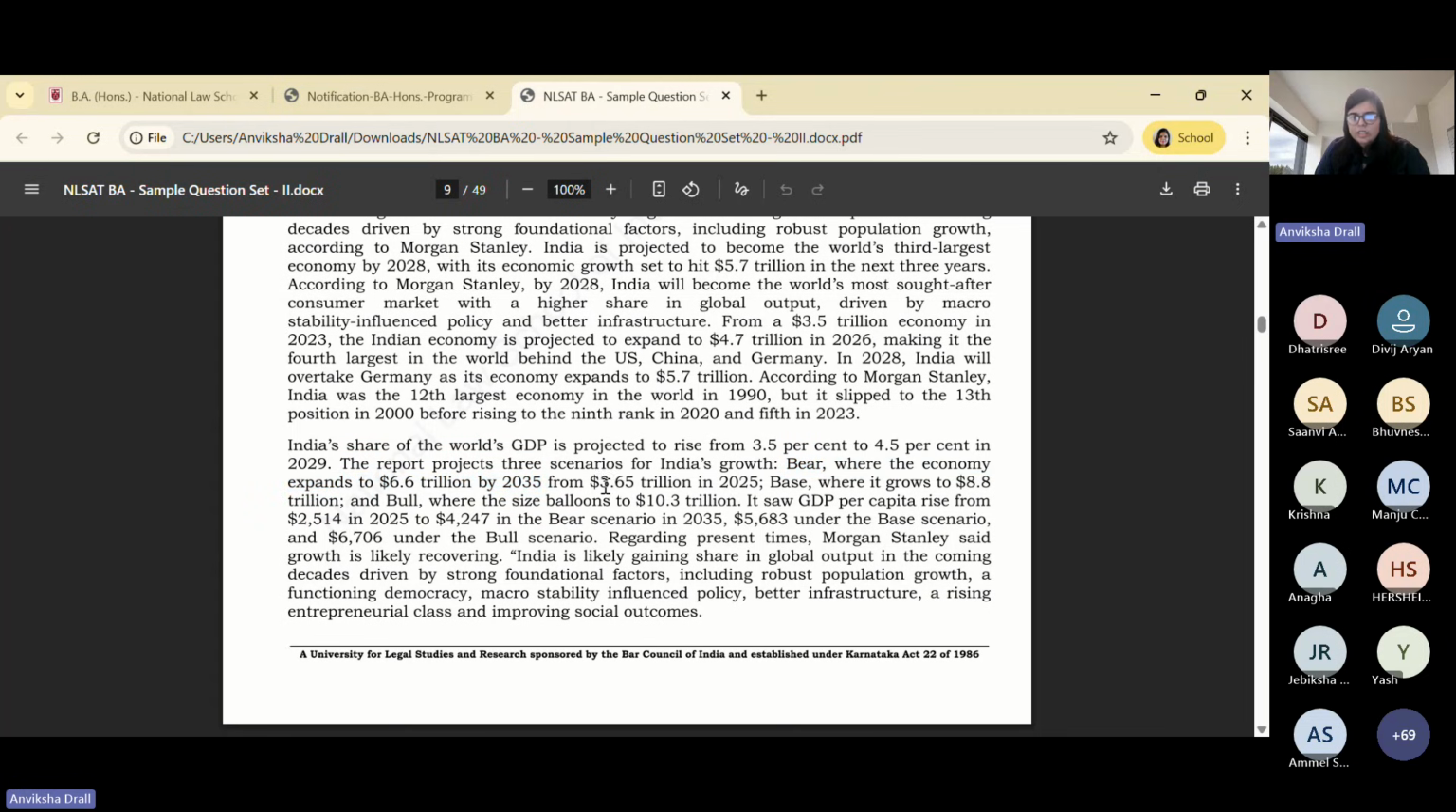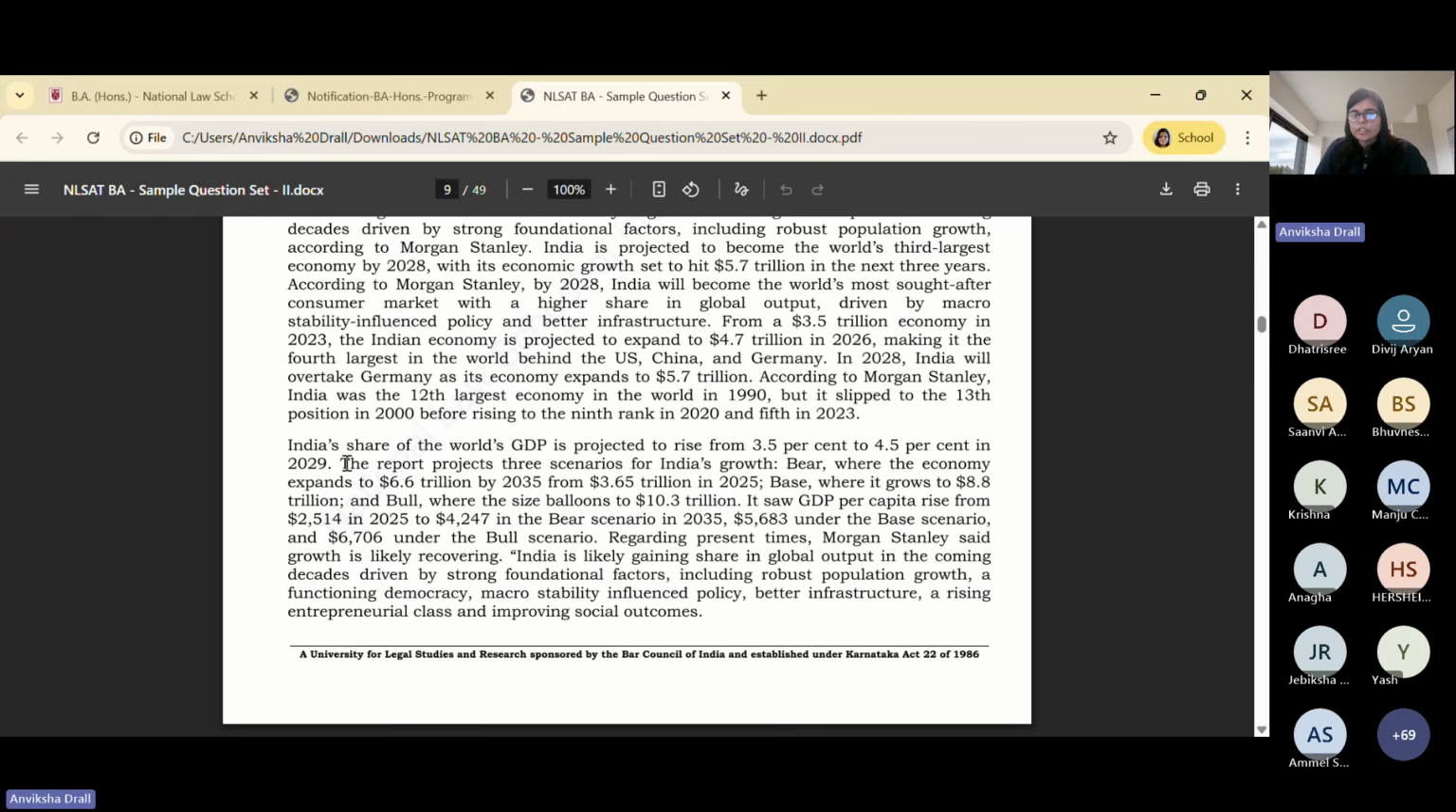So for the base year or the initial point 2025, the value is already given as 3.65, and for 3 different phases of 2035, they have given 3 values. In the bear phase, the value can be 6.6 trillion. In the base, it can be 8.8, and in the bull phase, it will be 10.3. So for 3 phases for the same year in 2035, you have been provided with 3 values, and for 2025, you have been given 3.65 trillion as the value.